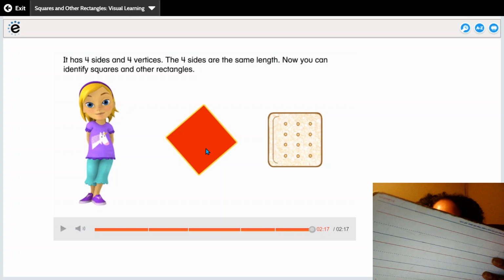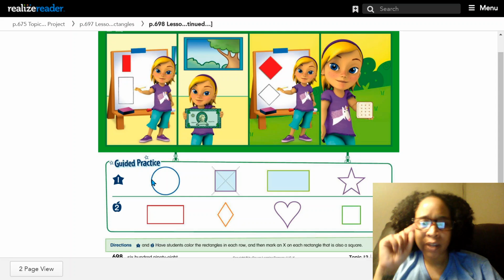So why don't you get that little pointer out and tell me if you can find a rectangle in this first one, in this number 1. Is there a rectangle here? Get that little pointer out and get it working. Point to the rectangle for me. Are you pointing to this one? No? Why not? What shape is that?